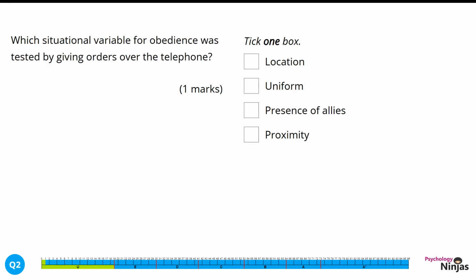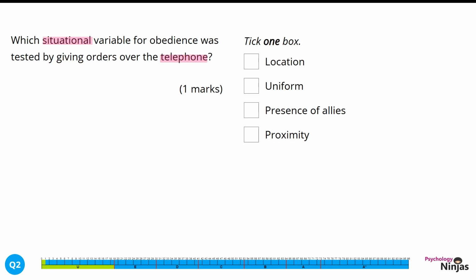Which situational variable for obedience was tested by giving orders over the telephone? 1 mark. This question is looking at a situational variable, something in the environment that is affecting obedience levels. We also need to bear in mind that this is over the telephone, and that's going to be the thing that's affecting our levels of obedience. One of the possible answers is location. This is the environment in which the study took place, which would not be affected by being over the telephone.